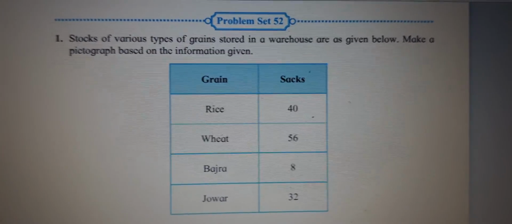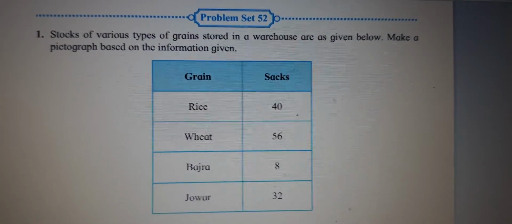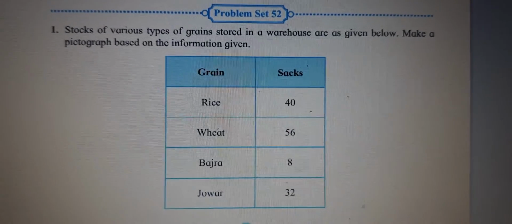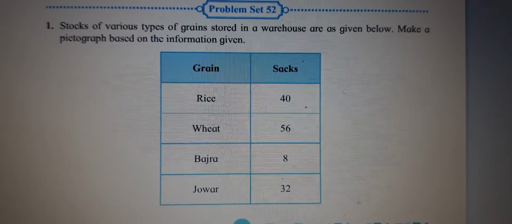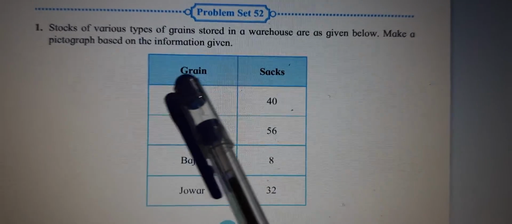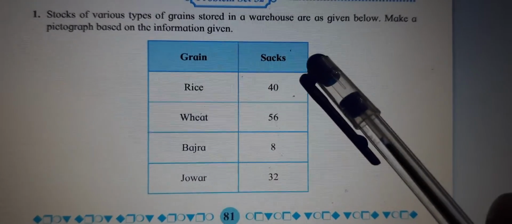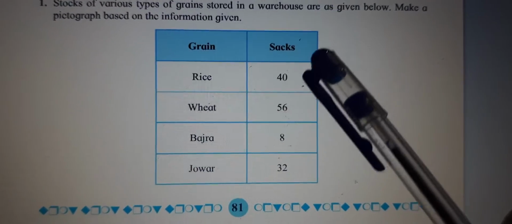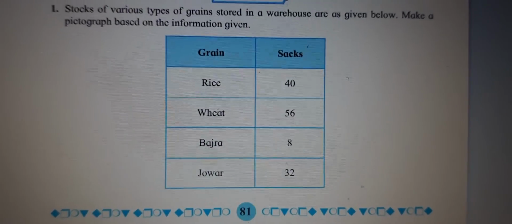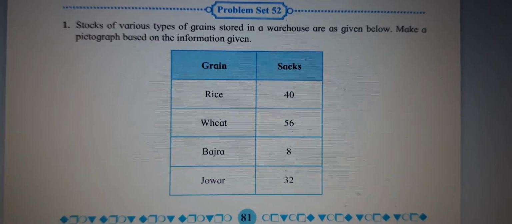So problem set 52, the first one. Stocks of various types of grain stored in a warehouse are given below. Warehouse means storehouse, children. Like all these, rice, wheat and all, from where it comes to your ration shop. So it is a storehouse where it is stored. Make a pictograph based on the information given. Grains: rice, wheat, bajra, jawar. How many sacks? Sacks means gani, okay? Here rice is 40 sacks, wheat 56, bajra 8 and jawar 32. So what can we pick up for sacks? We can draw gani bags, okay?